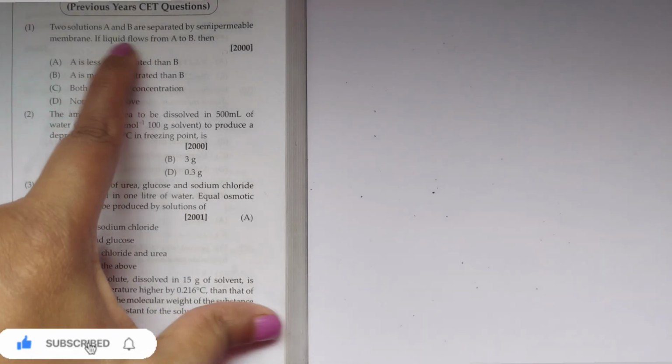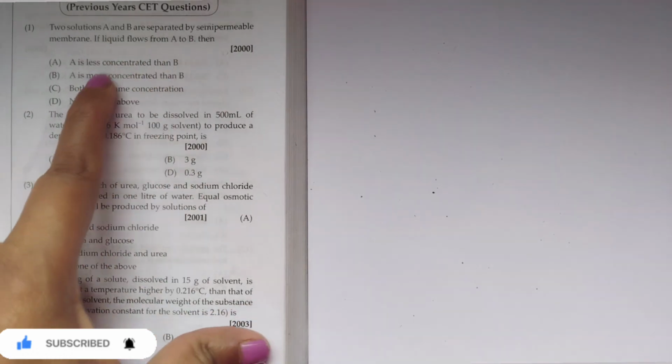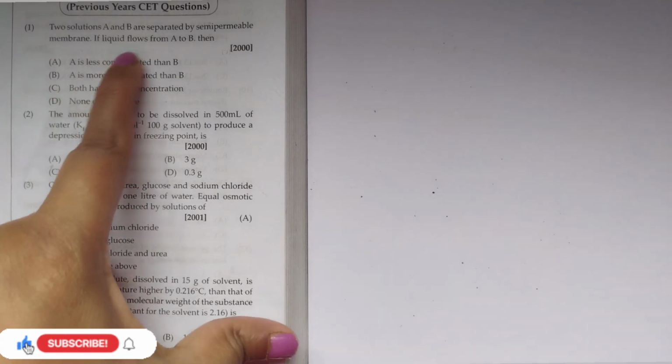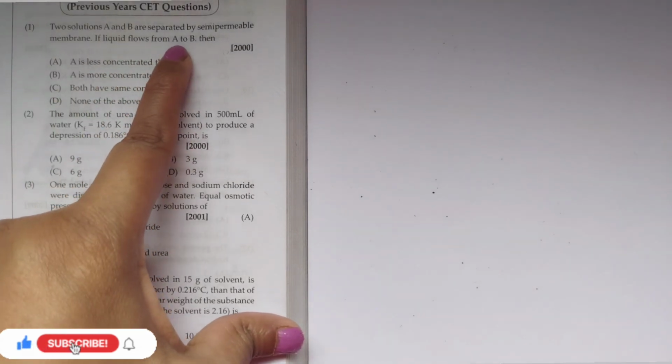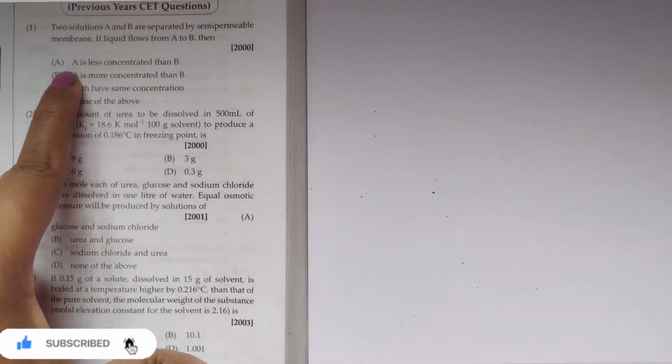Two solutions A and B are separated by a semi-permeable membrane, and liquid flows from A to B. Osmosis, students, is the movement of the solvent from lower to higher concentration. They say the liquid is flowing from A to B, meaning A is at a lower concentration as compared to B. Therefore the answer here is the first option.